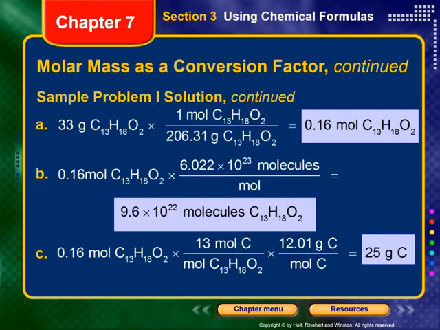So let's take a look at this with all the numbers plugged in. The problem says that I have 33 grams of ibuprofen, so I simply plug that in at the beginning, convert out of grams into moles, and I have 0.16 moles of ibuprofen. I take that 0.16 moles of ibuprofen and plug that into the start of B, using Avogadro's number to convert out of moles and into molecules, and I find that I have 9.6 times 10 to the 22nd molecules of ibuprofen. I'm still using the 0.16 moles of ibuprofen I got in step A to convert out of moles of ibuprofen into moles of carbon, and then the molar mass of carbon to convert into grams of carbon.